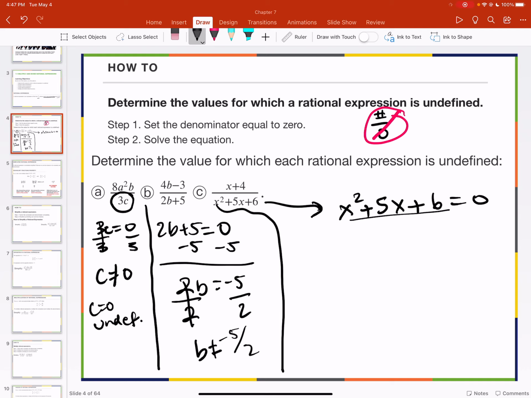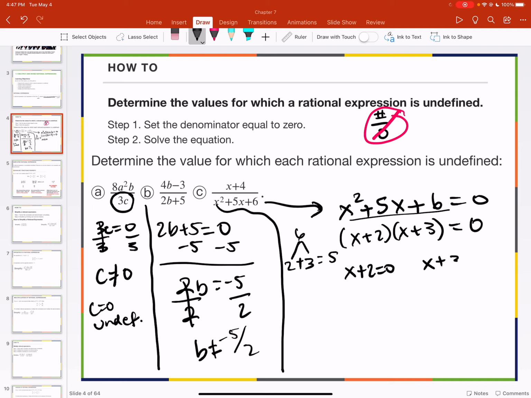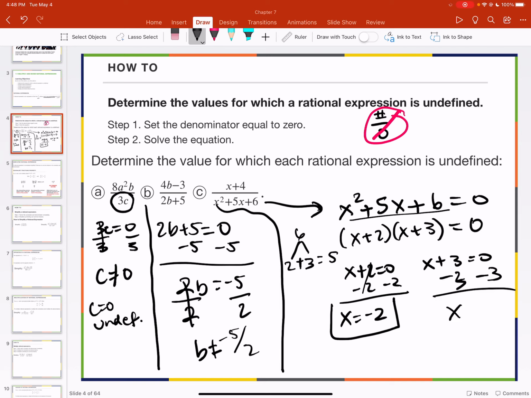In this case, I'm going to factor x plus 2, x plus 3, right? Because what are the factors of 6 that when added together give me +5? So that's 2 and 3. Zero product property says that each of these factors can be set equal to 0 and solve. So the expression is undefined at x equals -2 and at x equals -3. Okay.